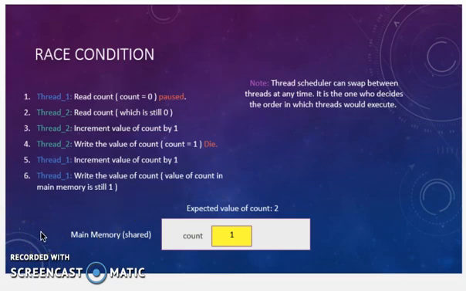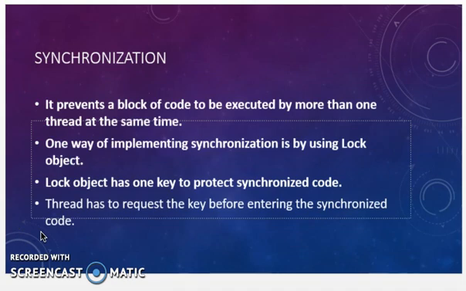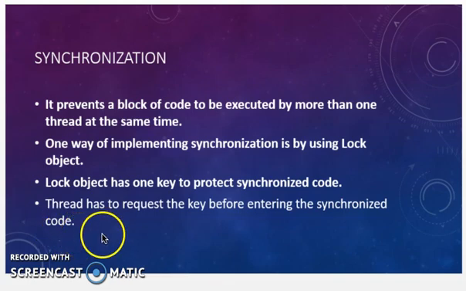Synchronization prevents a block of code to be executed by more than one thread at the same time. We can use lock objects to implement synchronization. Lock object has one key to protect synchronized code. Thread has to request the key before entering the synchronized block of code. Now let's look at the same problem using synchronization.